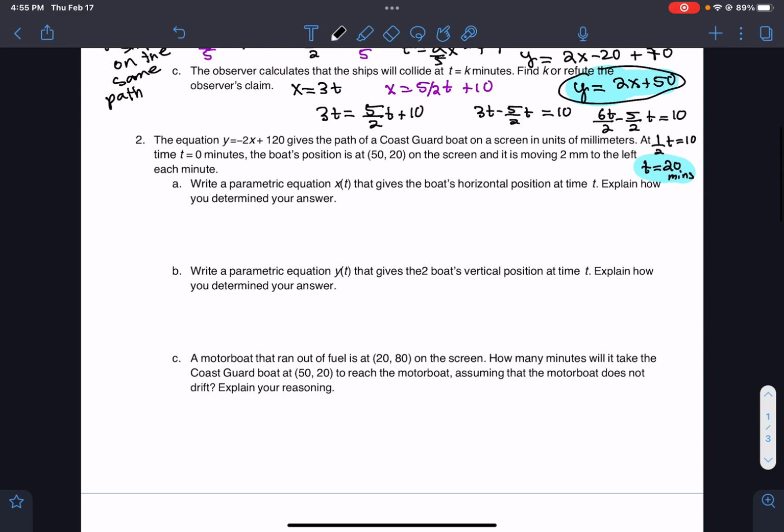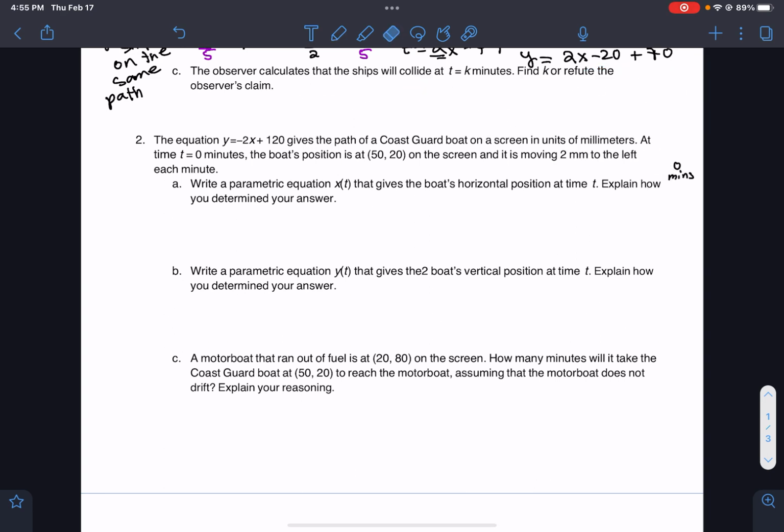So let's try number 2. And number 2 is a little different. For number 2, we are given the rectangular equation of a Coast Guard boat. And in 0 minutes, the boat is at 50, 20. We want to write, and it's moving 2 millimeters to the left each minute. So let's think about this. We have, once again, another linear equation, and our boat is now at 50, 20, and every time our x value is going to go to the left 2.